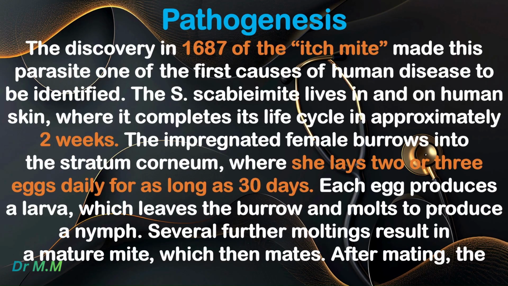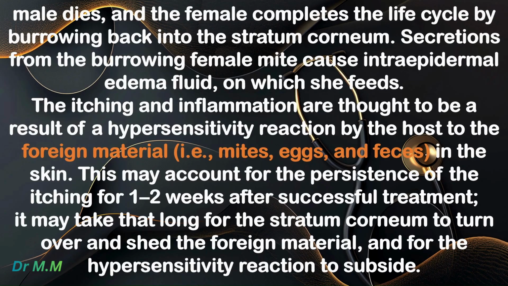30 days. Each egg produces a larva, which leaves the burrow and molts to produce a nymph. Several further moltings result in a mature mite, which then mates. After mating, the male dies, and the female completes the life cycle by burrowing back into the stratum corneum. Secretions from the burrowing female might cause intraepidermal edema fluid, on which she feeds.